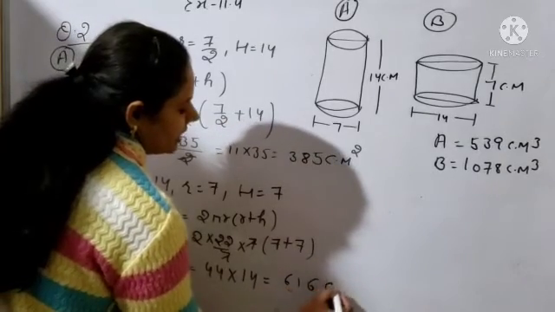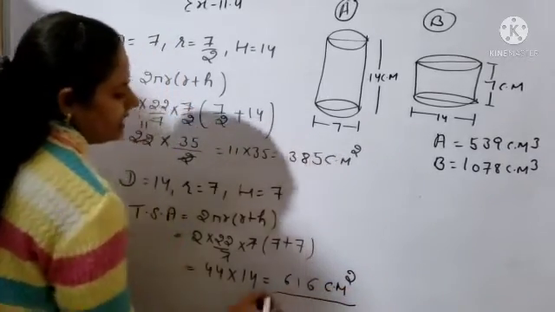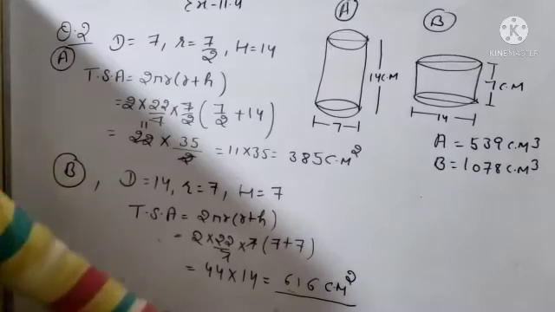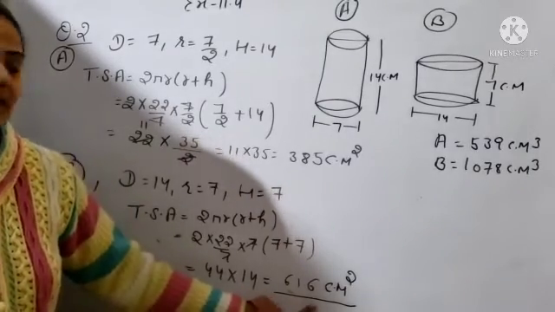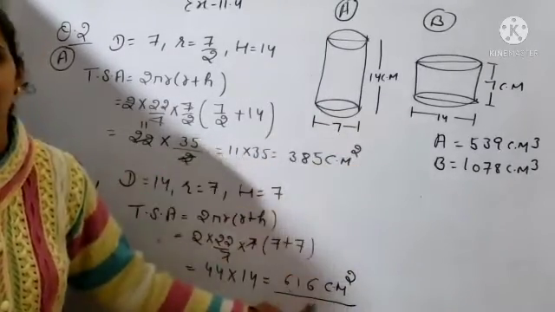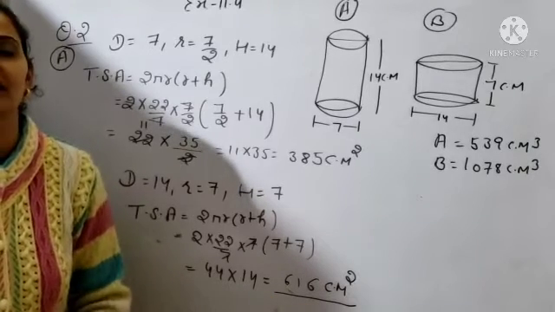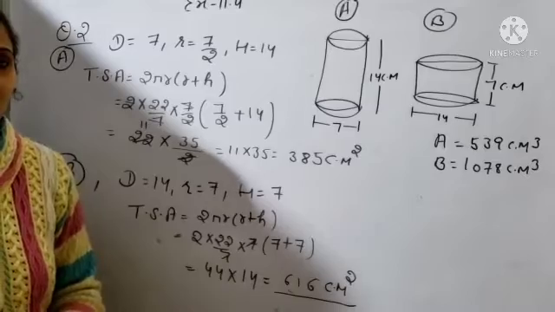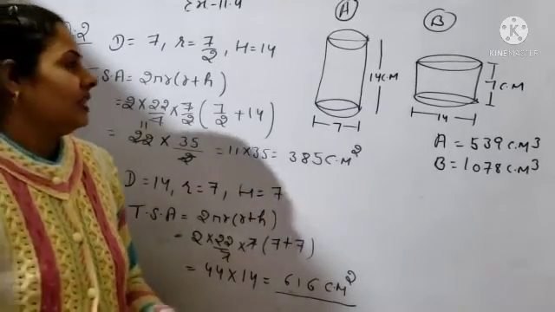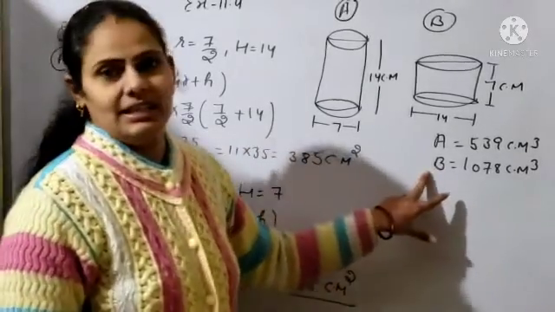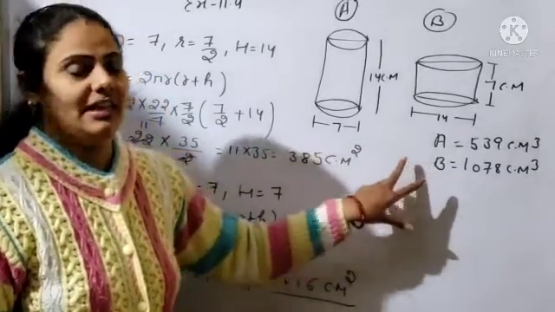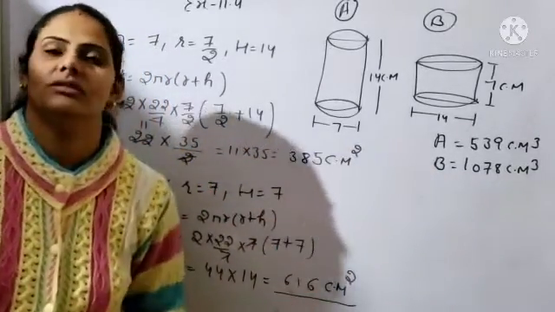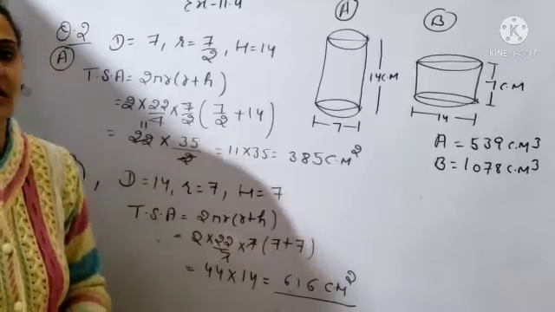This is area, so it will be in square centimeter. Now you can see which one has the greater surface area. So you can see this one, the cylinder B has the greater surface area. It means they are asking whose volume is greater, whose surface area is also greater. Yes, so you can say the volume of cylinder B is greater than cylinder A, and the surface area of cylinder B is also greater than the surface area of cylinder A.